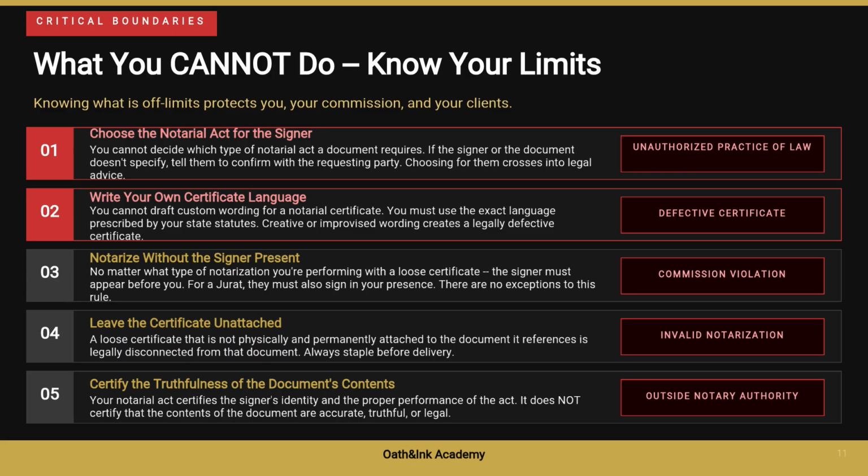Fifth, remember that your seal certifies the signer's identity and the performance of the act. It does not certify that anything in the document is true, accurate, or legal. That distinction protects you from being held responsible for document content.